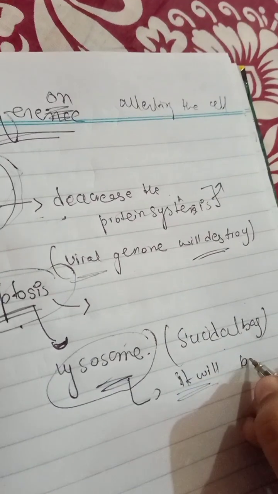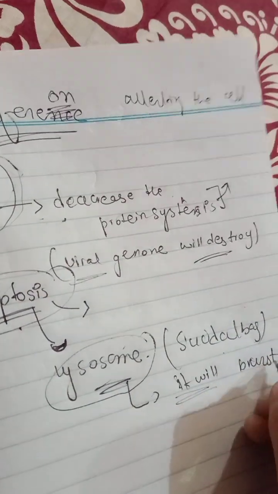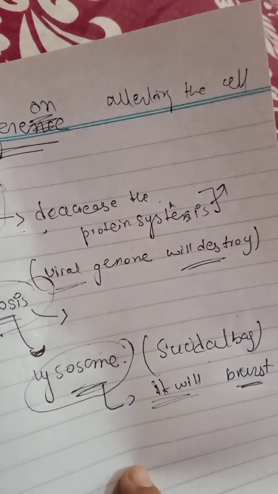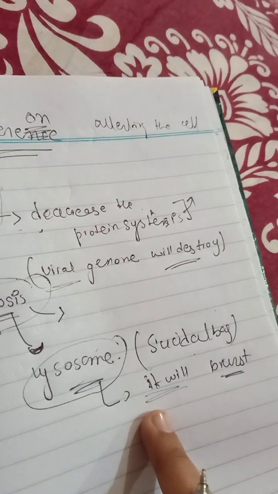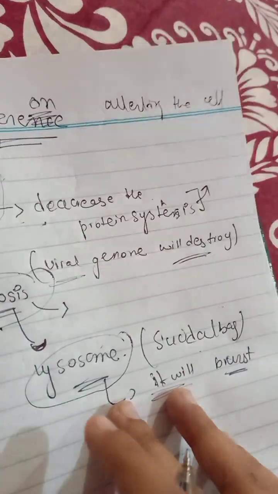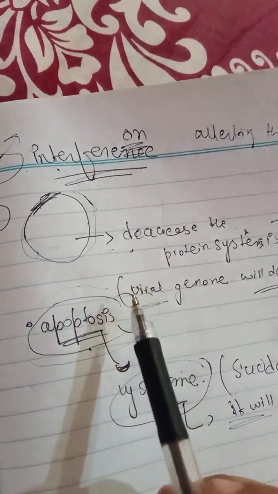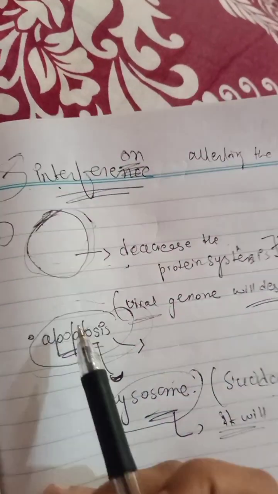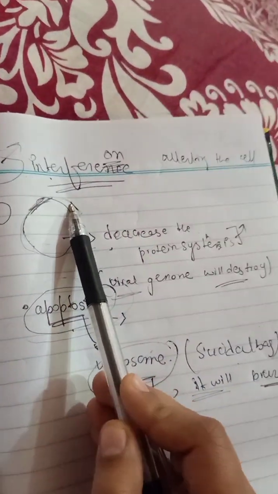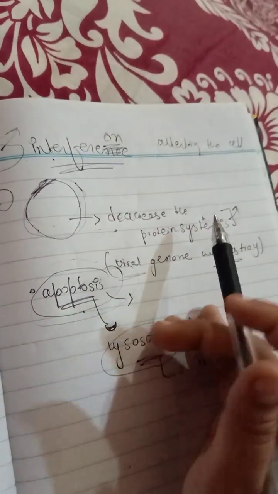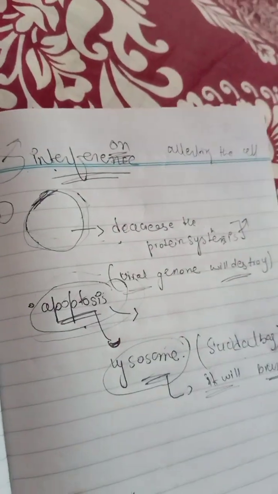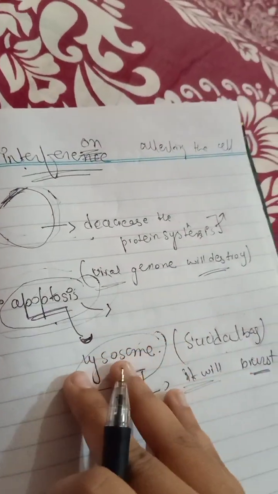If it bursts, the lysosome will release and the cell will die. That process we call apoptosis. So in this way the interferon will alert the different cells. They will decrease their protein synthesis.